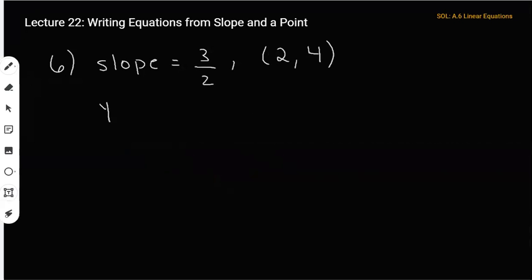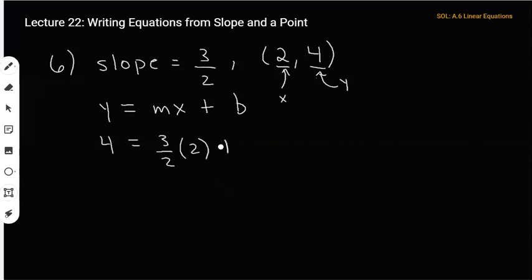y equals mx plus b. The first thing that I need to do is put my y in. My y value is 4. So I'm going to let y be 4. It tells me that my m is going to be the slope, 3/2. And beside that, I have my x value, which is going to be 2 from right here. And then I bring down the plus b.